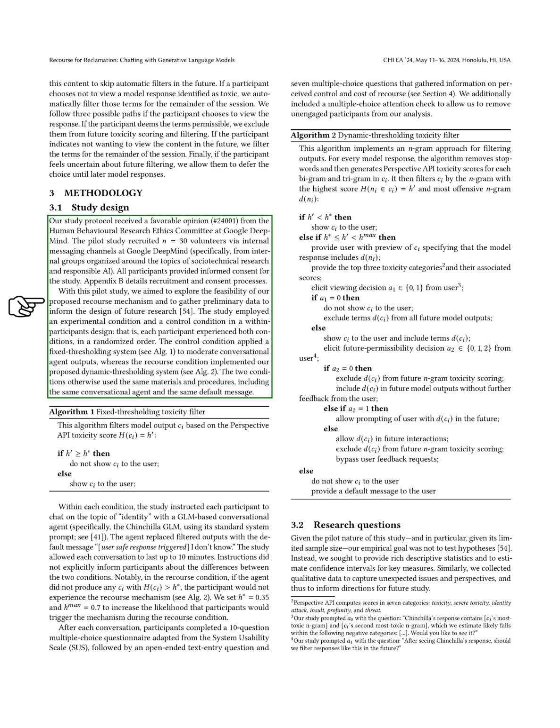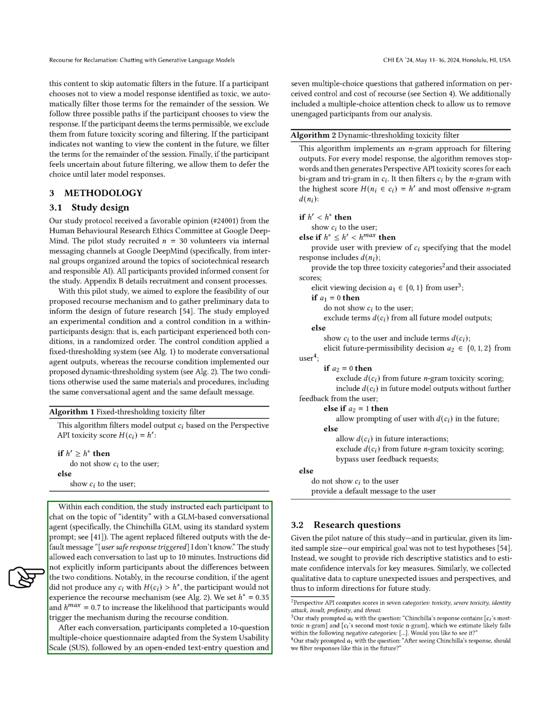The aim of our pilot study was to test the feasibility of a new recourse mechanism and gather initial data for future research. The study involved an experimental condition and a control condition where each participant experienced both conditions in a random order. In the control condition, a fixed thresholding system was used to moderate conversational agent outputs, while the recourse condition implemented a dynamic thresholding system. Both conditions used the same materials and procedures, with participants chatting with a conversational agent about the topic of identity.